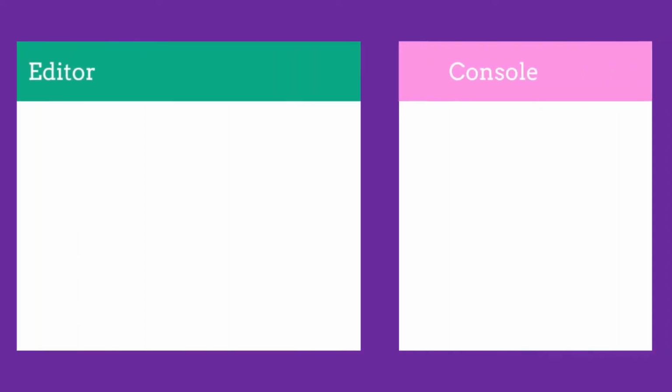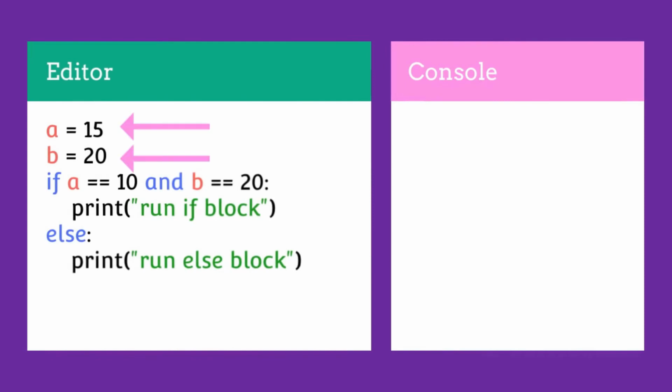Now let's do an example. Let's say we have two variables a and b. We write if a is equal to 10 and b is equal to 20, print run if block, else run else block. Now a is 15 and b is 20. So the condition a is equal to 10 will read 15 is equal to 10, which is false. And you know we are using the AND operator here and it needs both left and right conditions to be true. So if one condition is false, the whole condition is false. So here the else block will execute, which will print run else block.